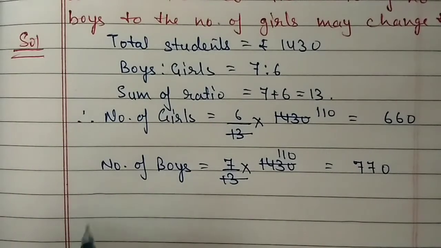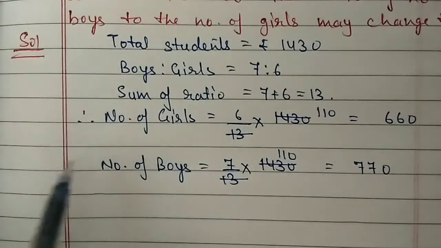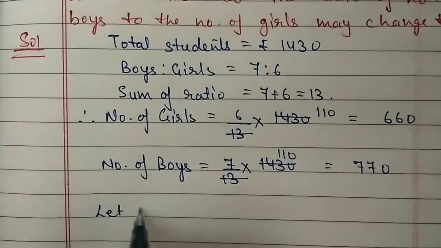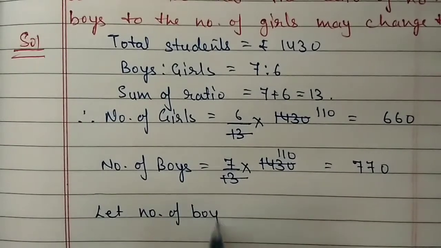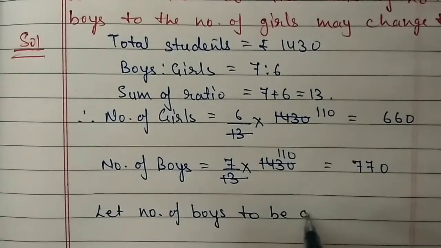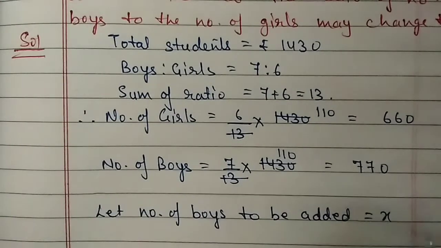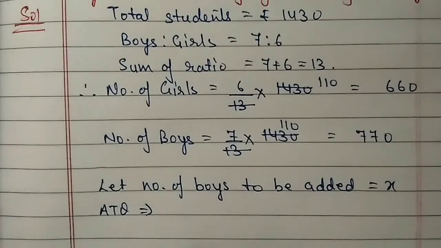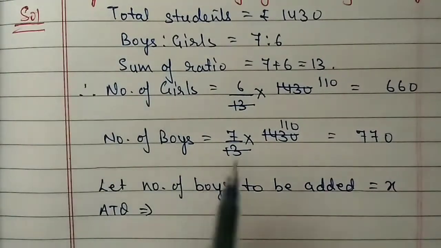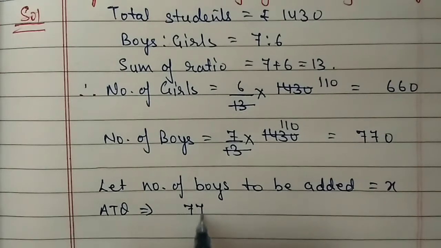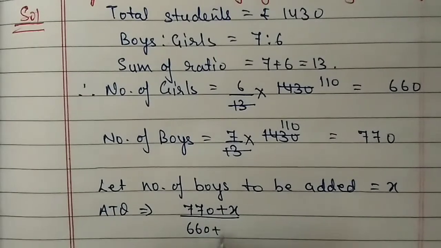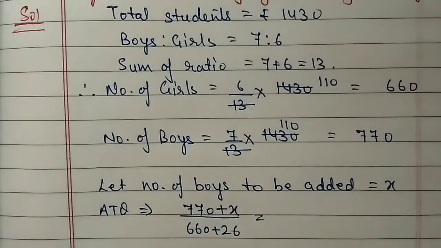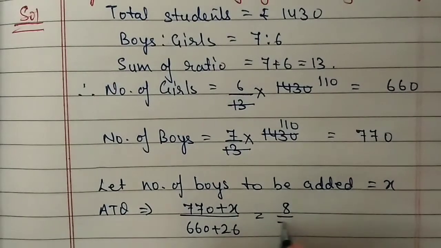Now according to the question we have to find out how many boys we have to add. Let the number of boys to be added be x. Now we will frame the equation according to the question. 26 new girls are admitted, and then we have to take the ratio of boys and girls. So boys are 770 plus x and girls are 660 plus 26, and this ratio has become 8:7, 8 by 7.